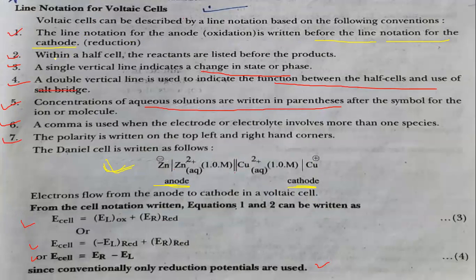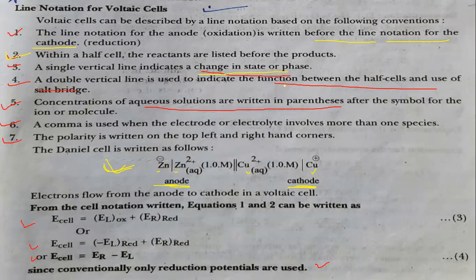Within a half cell, reactants are listed before the products. Here this is a reactant, this is a product; here again this is a reactant, this is a product. From left to right, a single vertical line indicates a change in state or phase. This is solid, this is in the aqueous form, this is again in the solid state.